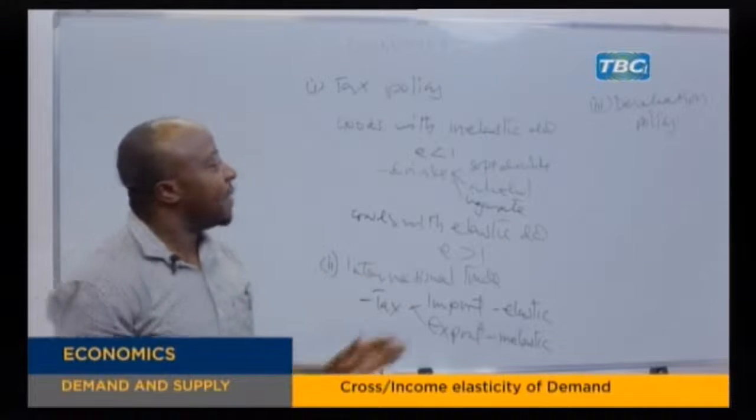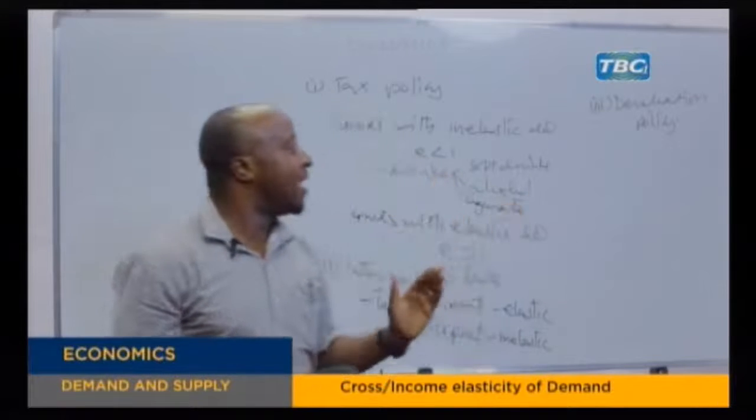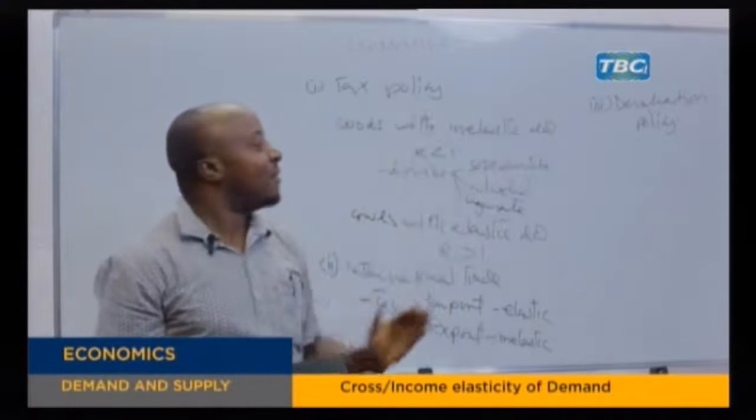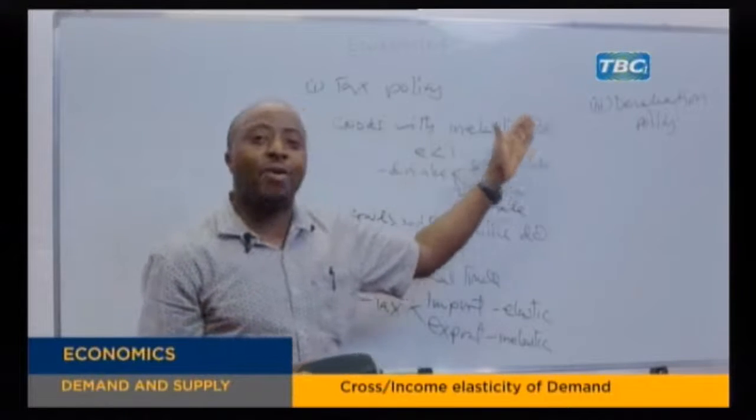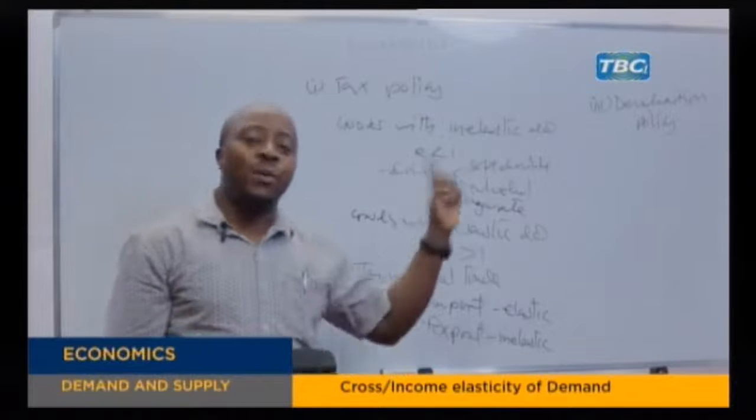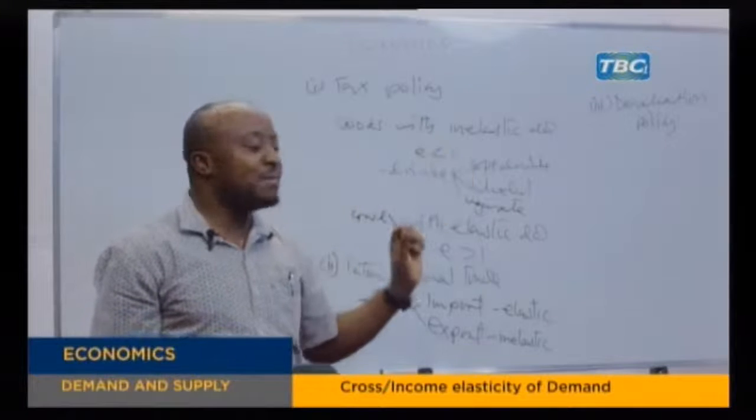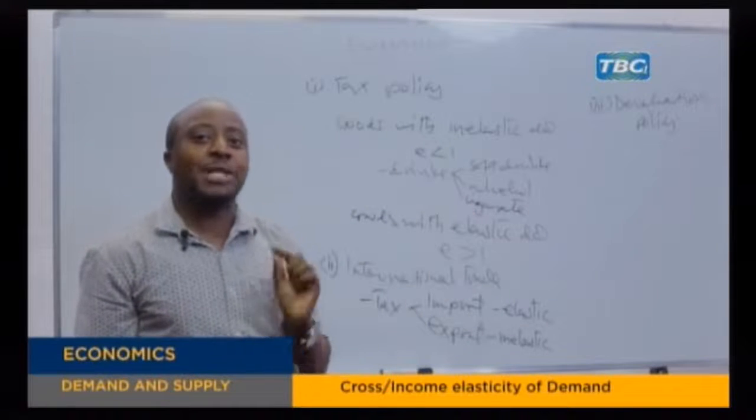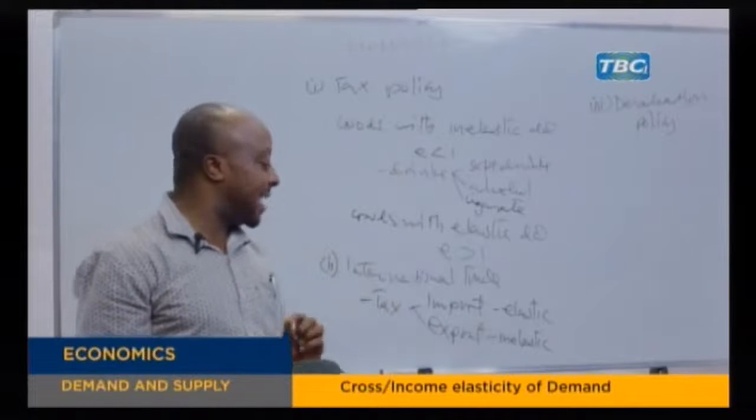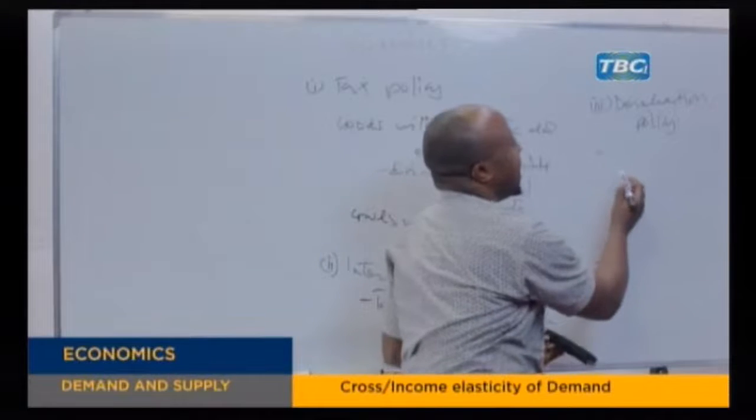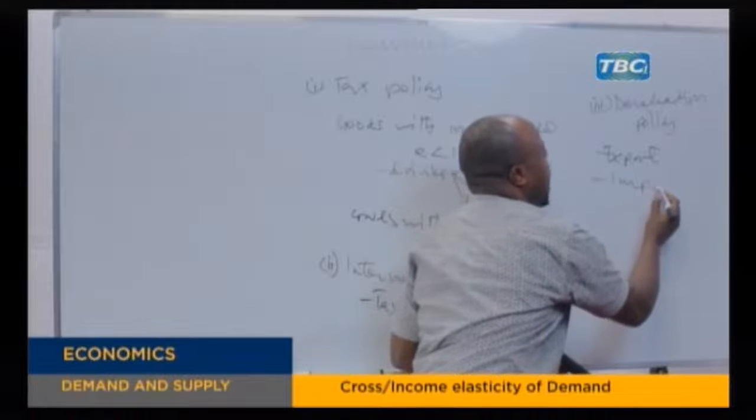Now, when we make a devaluation policy, we have to consider the so-called elasticity of demand of import and export. For any devaluation policy to be successful, the government should check the nature of elasticity of demand of the goods exported and the goods imported. Because, as I said, devaluation aims at increasing export but also decreasing import. So you have to check the nature of elasticity. Now, let's check. We have export, then we have import.